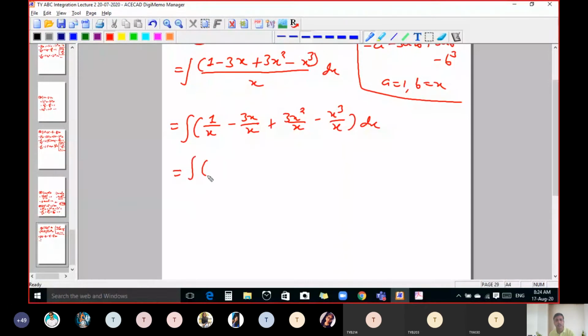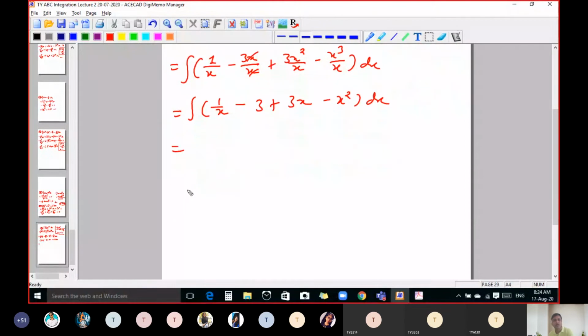Now do one more simplification. Keep this 1 upon x as it is. Cancel 1 x, we get 3. Cancel 1 x, we get 3x minus x square dx. And now it looks like a simple question. Now take separate integration of each term.